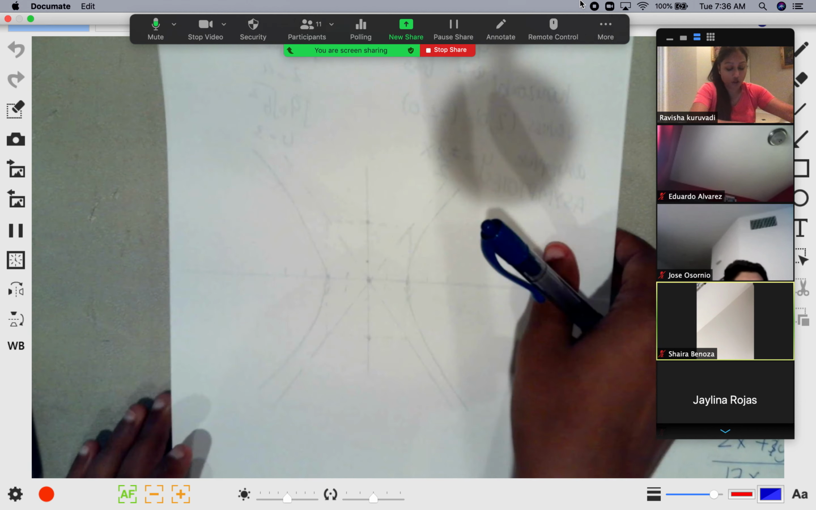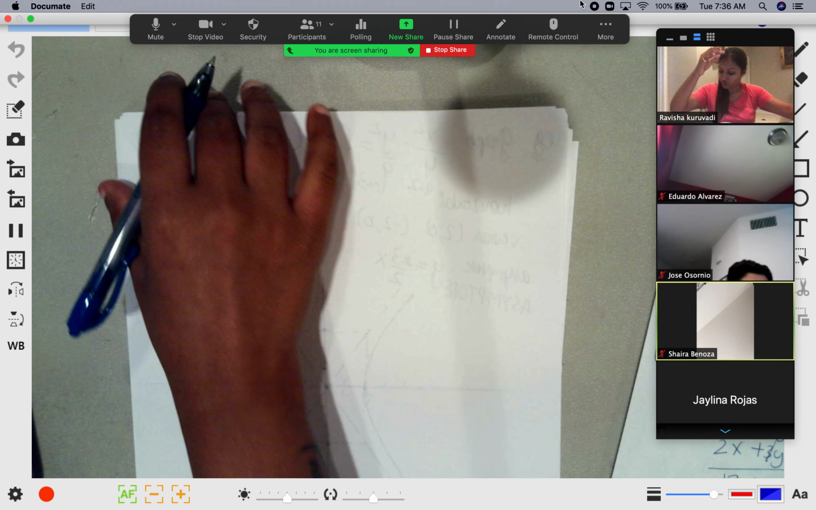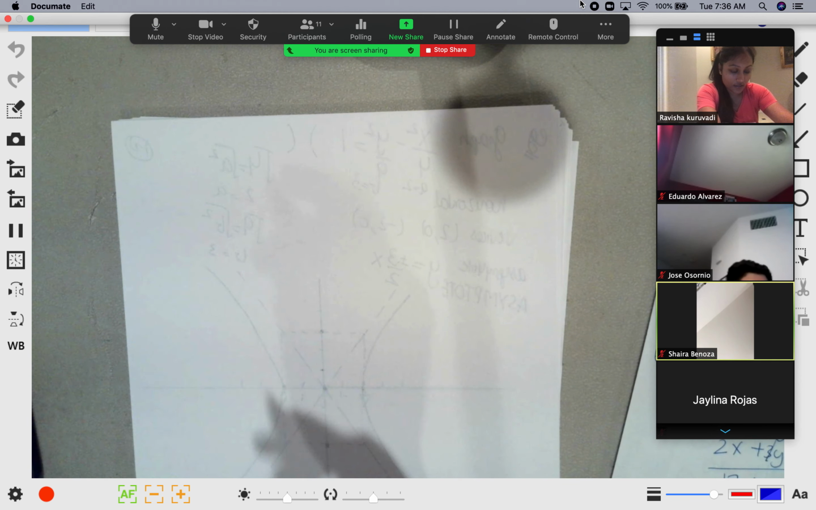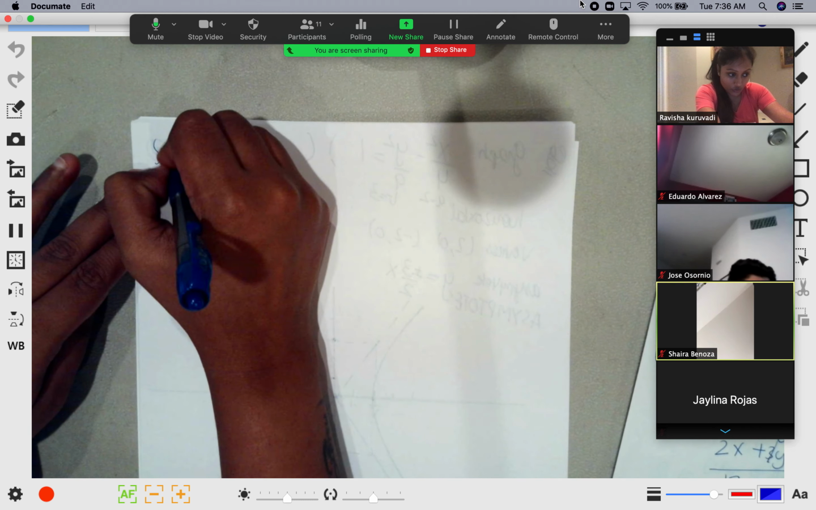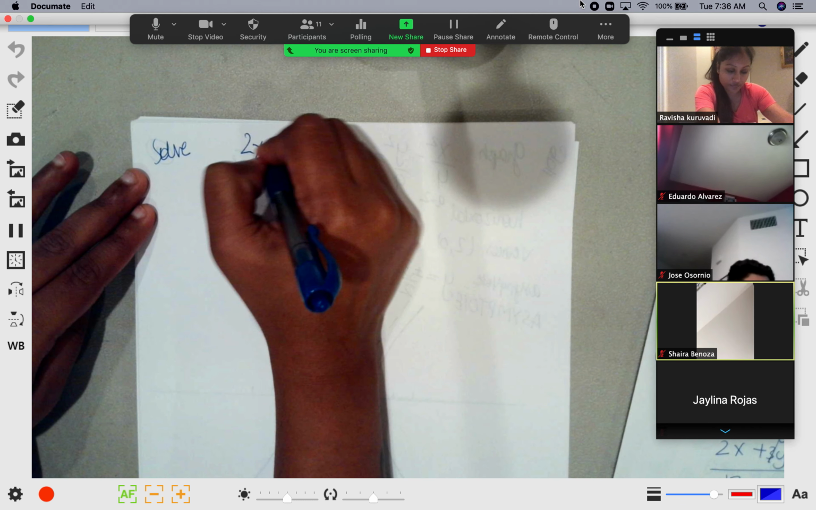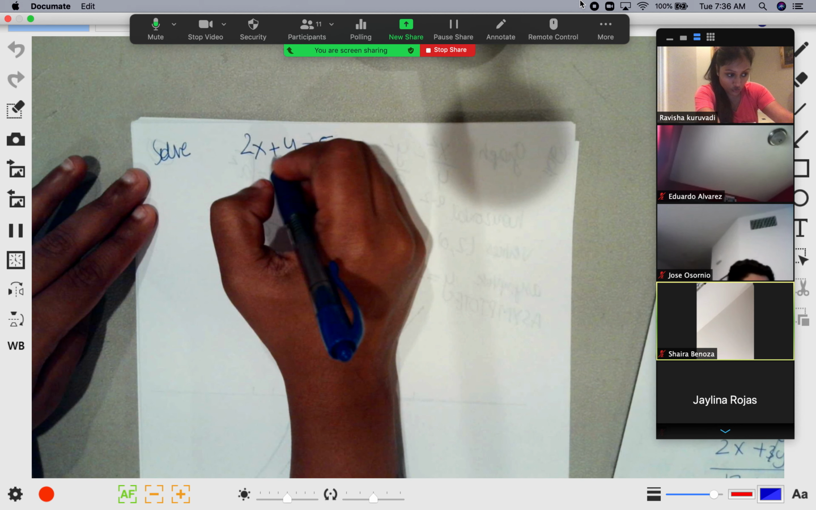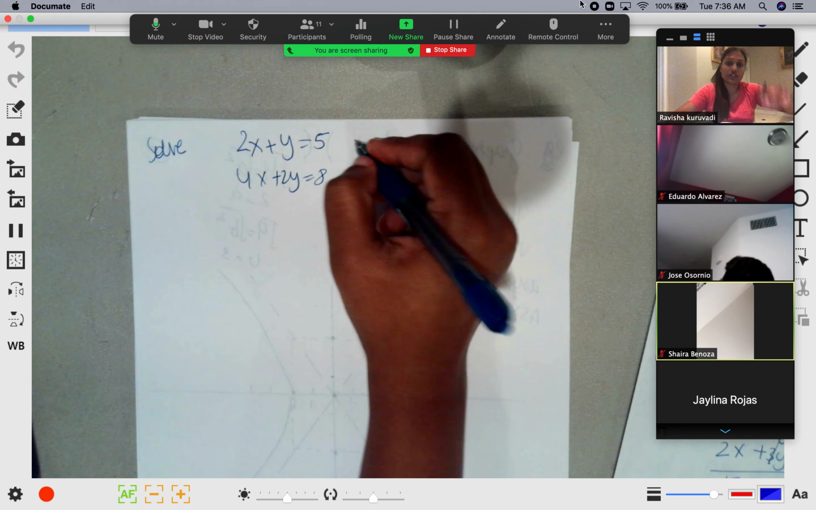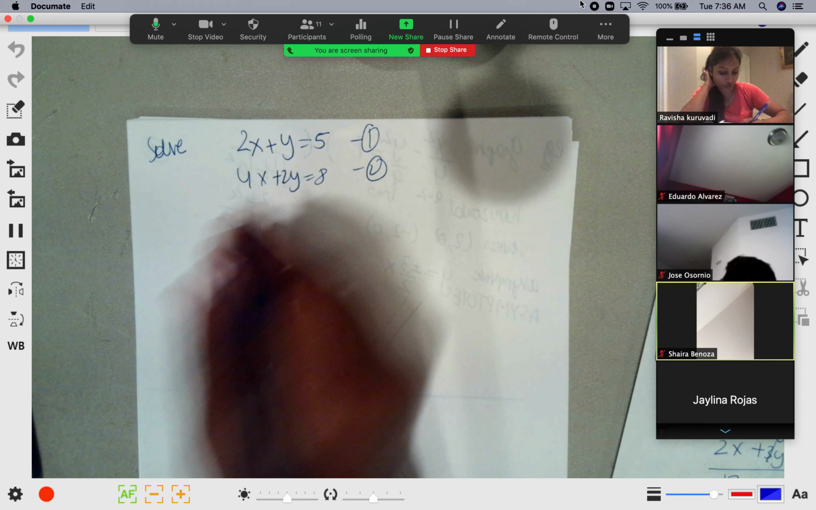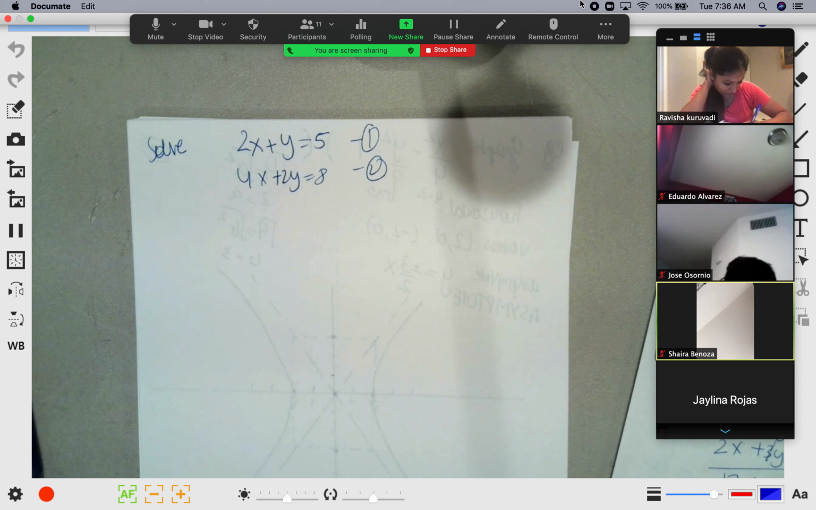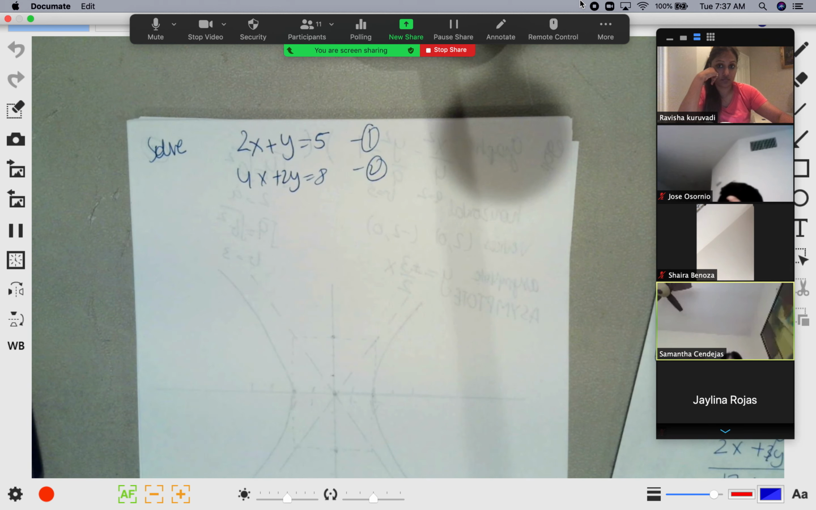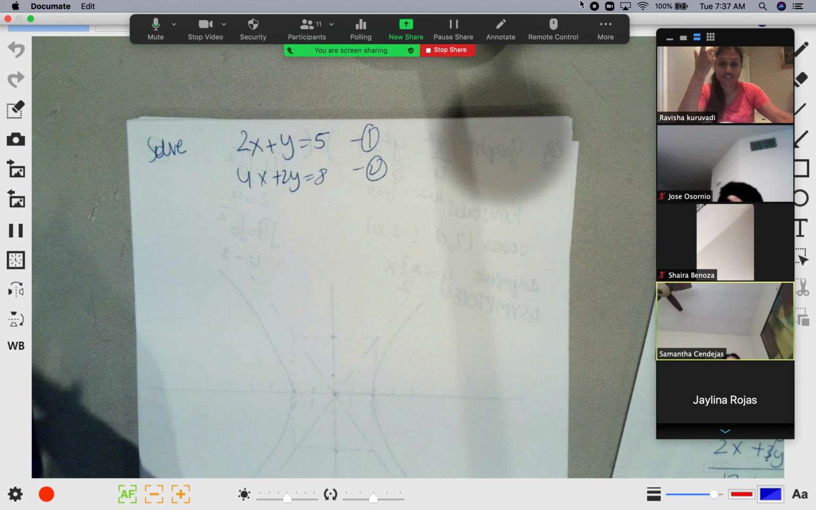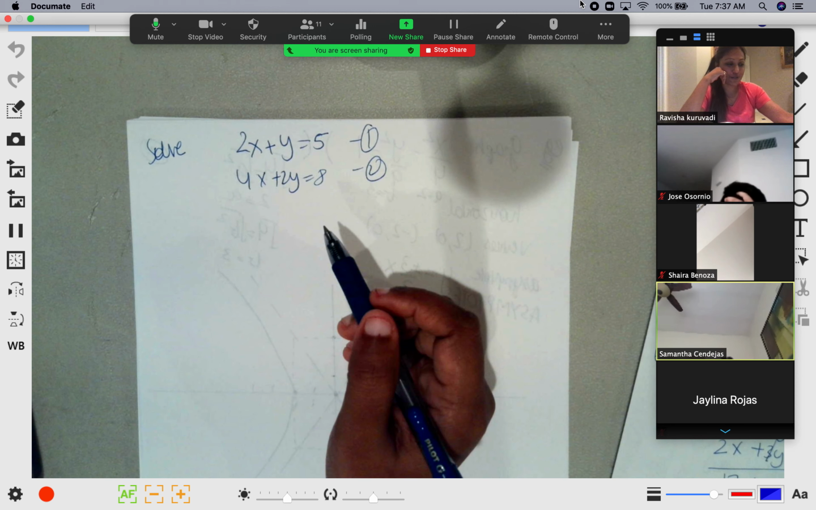Okay, one more problem. Solve 2x plus y is equal to 5 and 4x plus 2y is equal to 8. They just say solve. No matter which method you want to do, it's up to you. You have to decide. Samantha? Which method do you want to use, substitution or elimination? Elimination, because it's my favorite. That's a good choice.